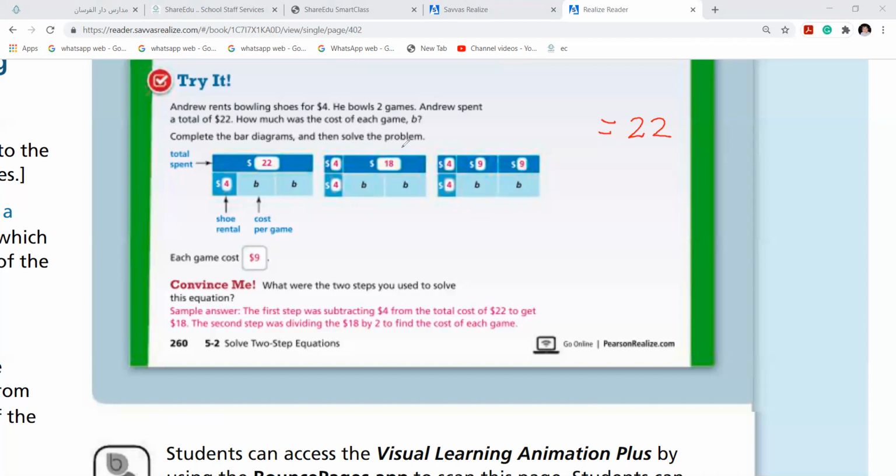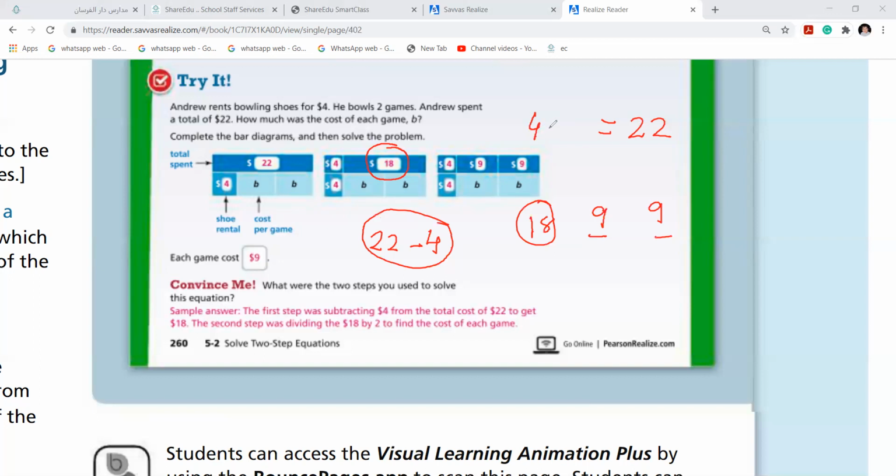Now, why did they write 18, girls? What did they subtract? Minus 4. They subtracted 4 from the total, and they got 18. So each game is 9 and 9. Each game costs $9. Okay, understand. Again, if you want, I will just say it another way.